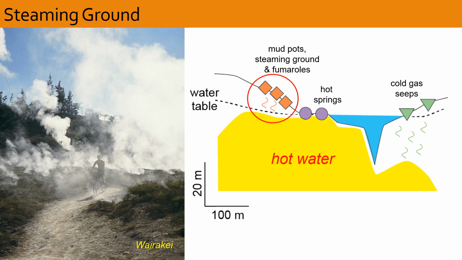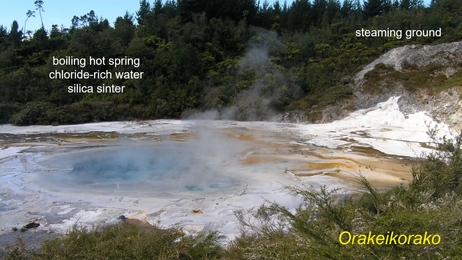The diffuse discharge of steam makes up the steaming ground shown in this photo. It forms above the boiling water table and represents a distributed style of heat and mass transfer that contrasts with the point discharge of a hot spring or steam vent. In this photo, you can see both boiling hot springs and steaming ground side by side, illustrating the separation in type of surface activity above and at the water table.